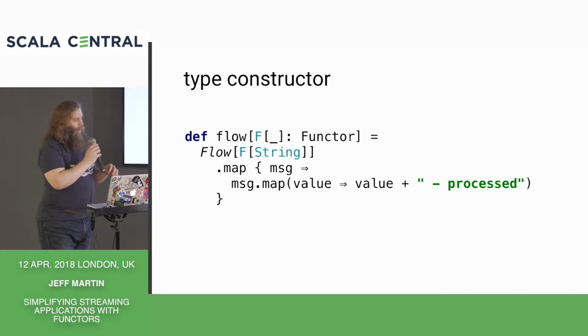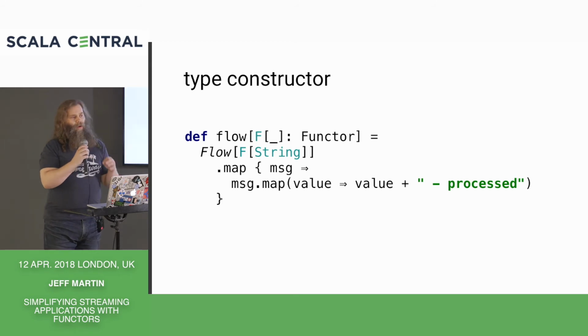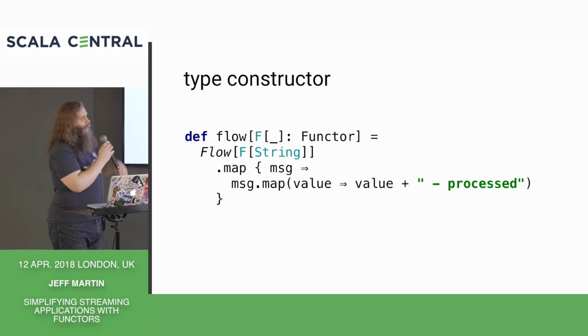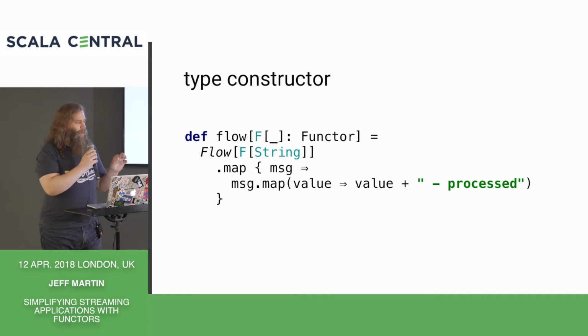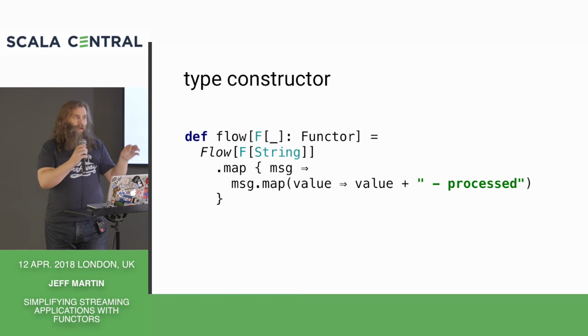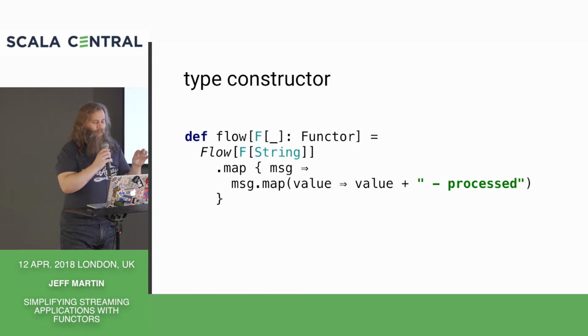So the final part of this is to use a type constructor. Now we're no longer talking about our concrete message object. What we have is an abstract type F, and we're saying that it is required that it is a functor. So the compiler needs to be able to find an implementation of a functor on the companion object in order to be able to use this.